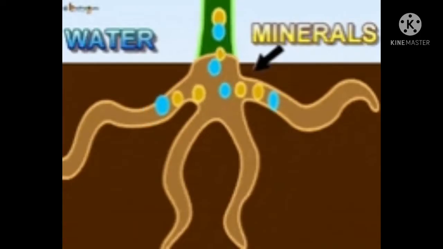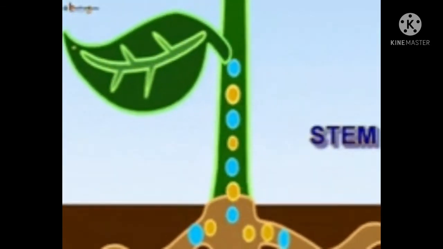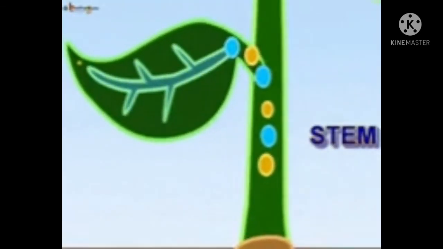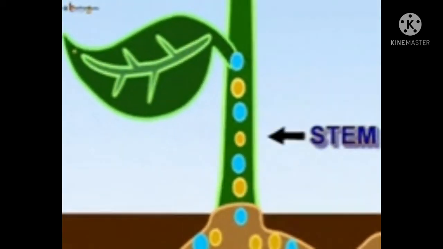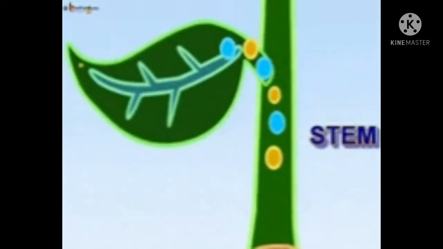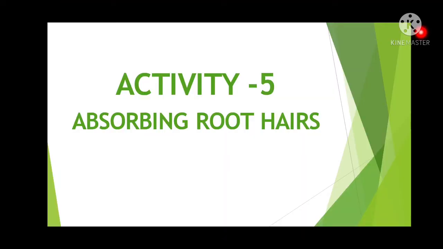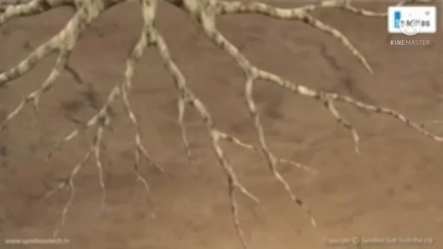We know that roots absorb water with minerals from soil. How is it possible? What is the mechanism behind this? Are roots directly in contact with water? And how is water absorbed? Let us perform an activity to know how water absorption occurs in root hairs. What are root hairs?